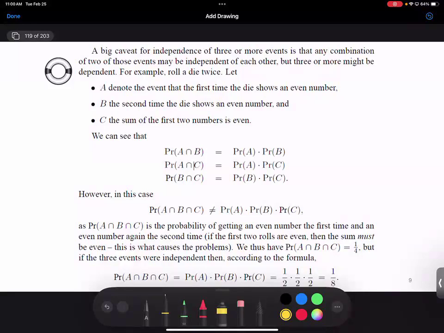If you had 4 events, for the 4 events to be independent, then not only must the probability of the intersection of the 4 be the product of the probabilities, but any 3 of them must be independent, which then by definition gives you any 2 of them must be independent.